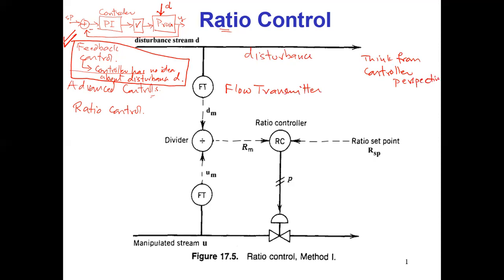ठीक है. तो पहले तो हमारे पास यहाँ error था सिर्फ, but this time in ratio control we are not focusing on the error. Ratio control में हम ratio control करेंगे. So we have one measurement from the flow disturbance as a flow transmitter, और इसको हम कहते हैं, if the measurement is coming from the disturbance, so हम इसको कहते हैं कि the DM. So DM is the disturbance measured.